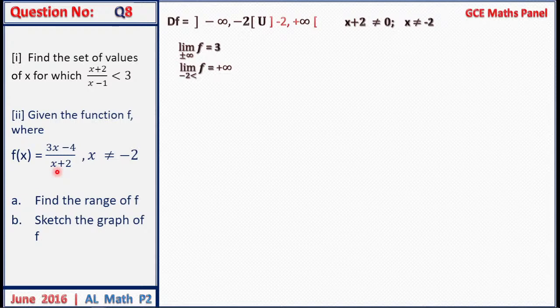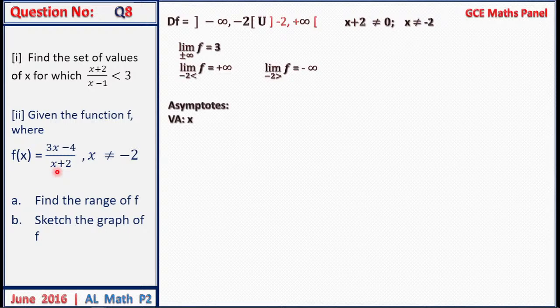Now let's take minus 2 from above. For minus 2 from above, take a number that is slightly greater than minus 2. You can take minus 1.9. When you fit that in the function and simplify, you will have a negative number, and that implies that the limit is negative infinity.